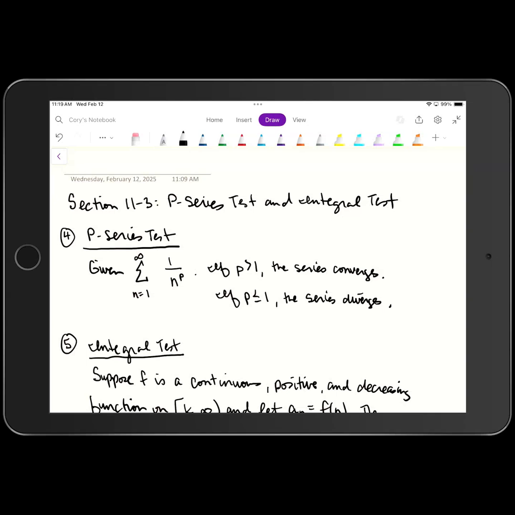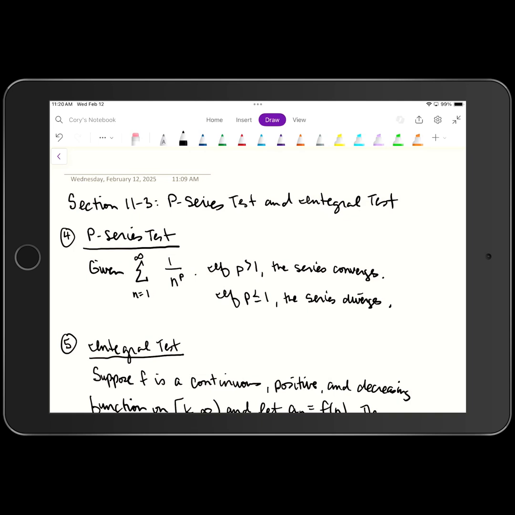Okay, so we're going to move ahead to section 11-3, which deals with the P-series test and the integral test. From an algebraic standpoint, I think the P-series test is probably the easiest, most efficient test for us to use to determine convergence or divergence. And I think the integral test might be the most algebraically complicated test to use. So we're going to take a look at both of these. These are tests 4 and 5, respectively, to test for convergence or divergence of a series.